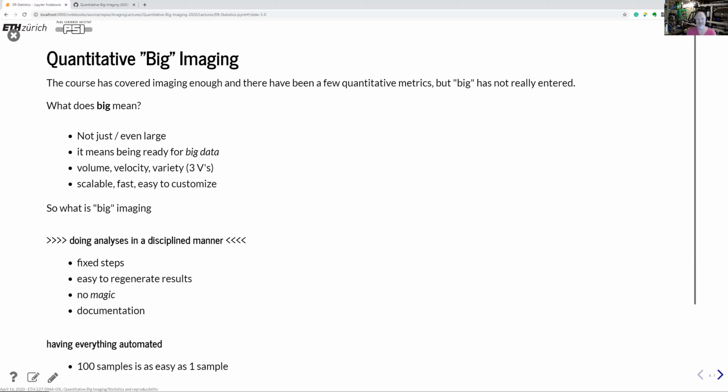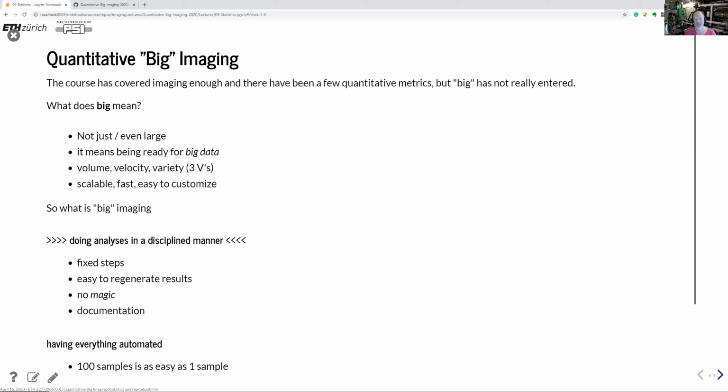Big imaging is not only just about big, it's also about how to handle it. The important thing is how the data is getting big. We have volume, so the amount of data itself, acquisition speed, and also variety. Very often you want different individuals to be investigated using the same repeated experiment, and that also produces variety.